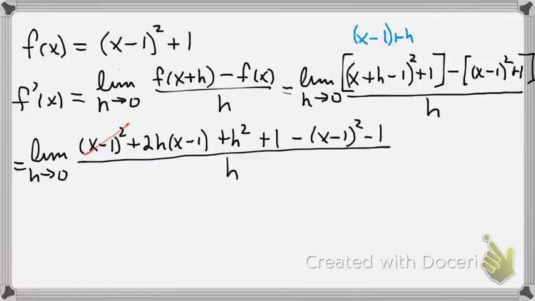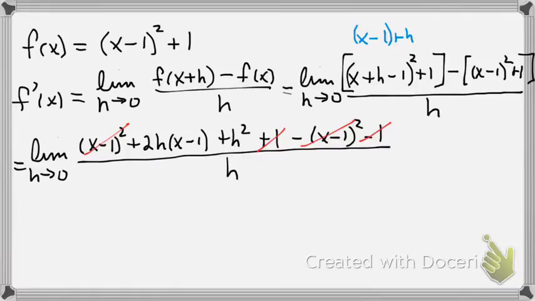Yeah, (x minus 1) squared minus (x minus 1) squared cancels out. We didn't have to bother multiplying it out. It canceled, and now it's off our chest. Plus 1 minus 1 also cancels. So the only terms left, there are 2 terms left. They have h in it.